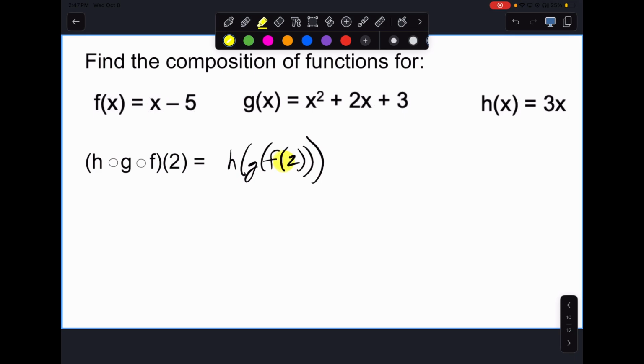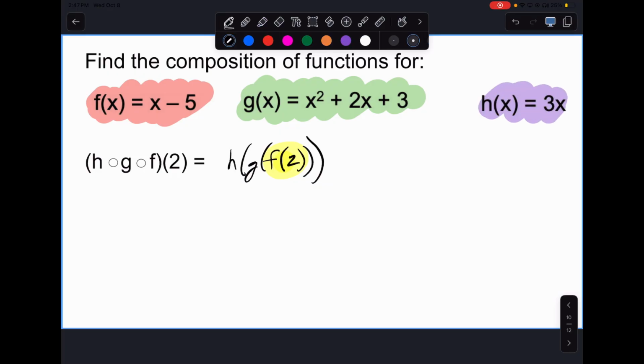So the first thing that we have to do is figure out this part right here, f of 2. So what am I going to do with that 2? I'm going to put it in the x spot for my f function. So f of 2 equals, I'm going to put my 2 right here, minus 5. Get in the habit of putting it in parentheses when you plug it in. Sometimes it's not going to matter, but sometimes it really is going to matter. 2 minus 5 is negative 3.